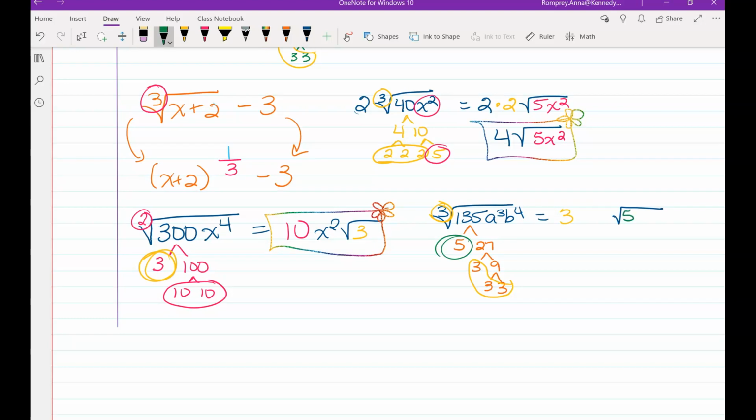So now, a cubed. Well, how many groups of 3 are in a cubed? If you want the shortcut, 3 divided by 3 tells us 1. So 1 a comes out. You can just write a, or you can write a to the first, completely up to you. Now b to the fourth, this doesn't divide evenly. 4 divided by 3 is 1, so there is one group of b's that comes out. However, there is one extra, so don't forget to leave the extra one underneath.